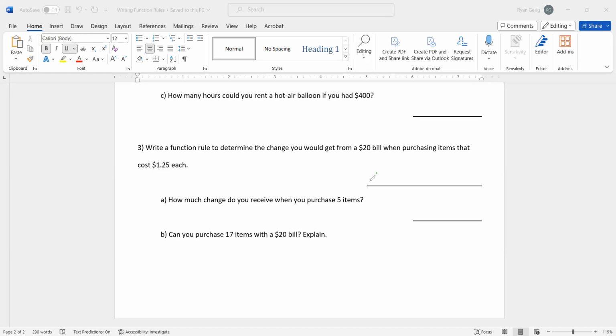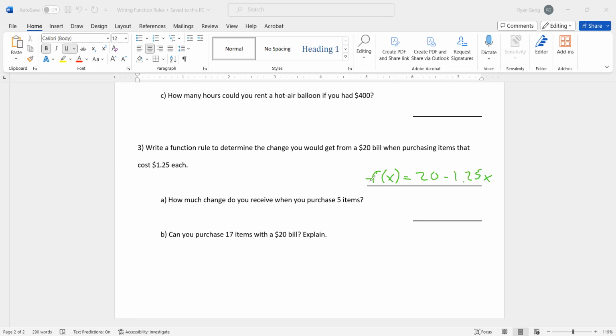So f of x equals, well, how do you determine change? Well, you always start with what you paid with and you subtract the cost. So I started with 20 and I'm subtracting the cost. Well, what goes into the cost? Well, it's $1.25 per item. So it depends on how many items you bought. So it'd be 1.25 times the number of items you bought. So there is my function rule.